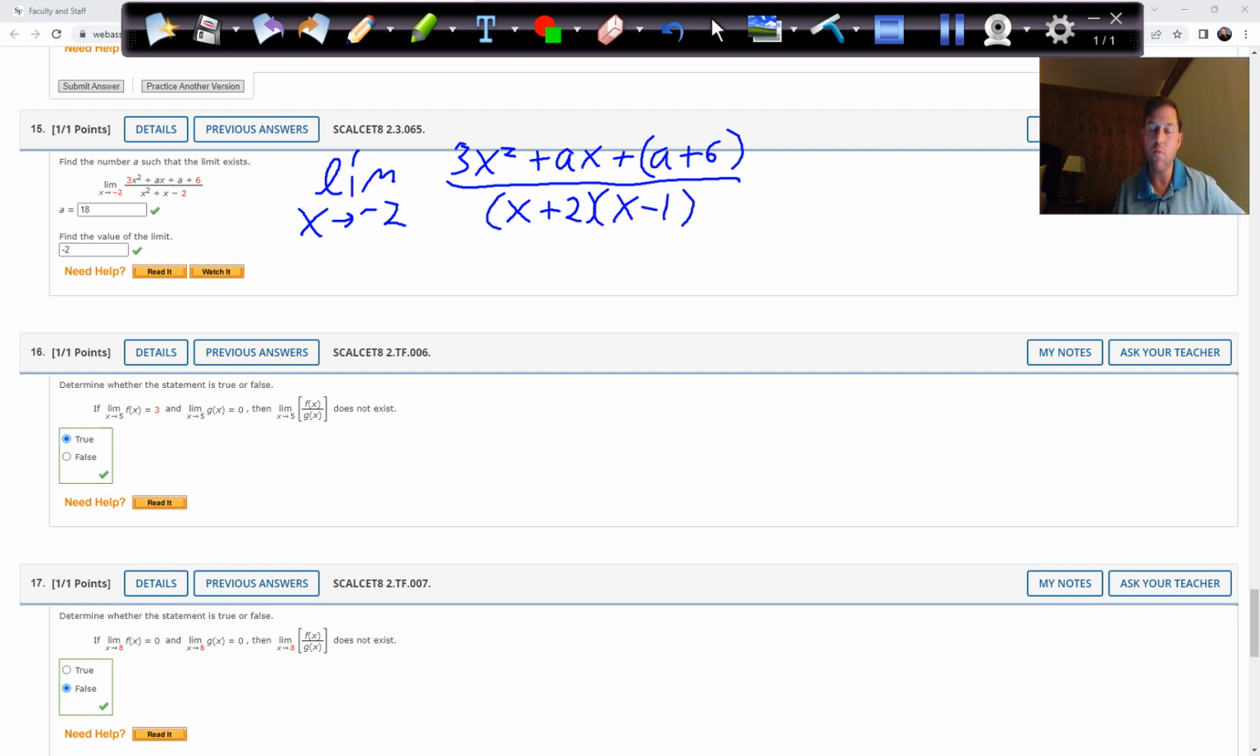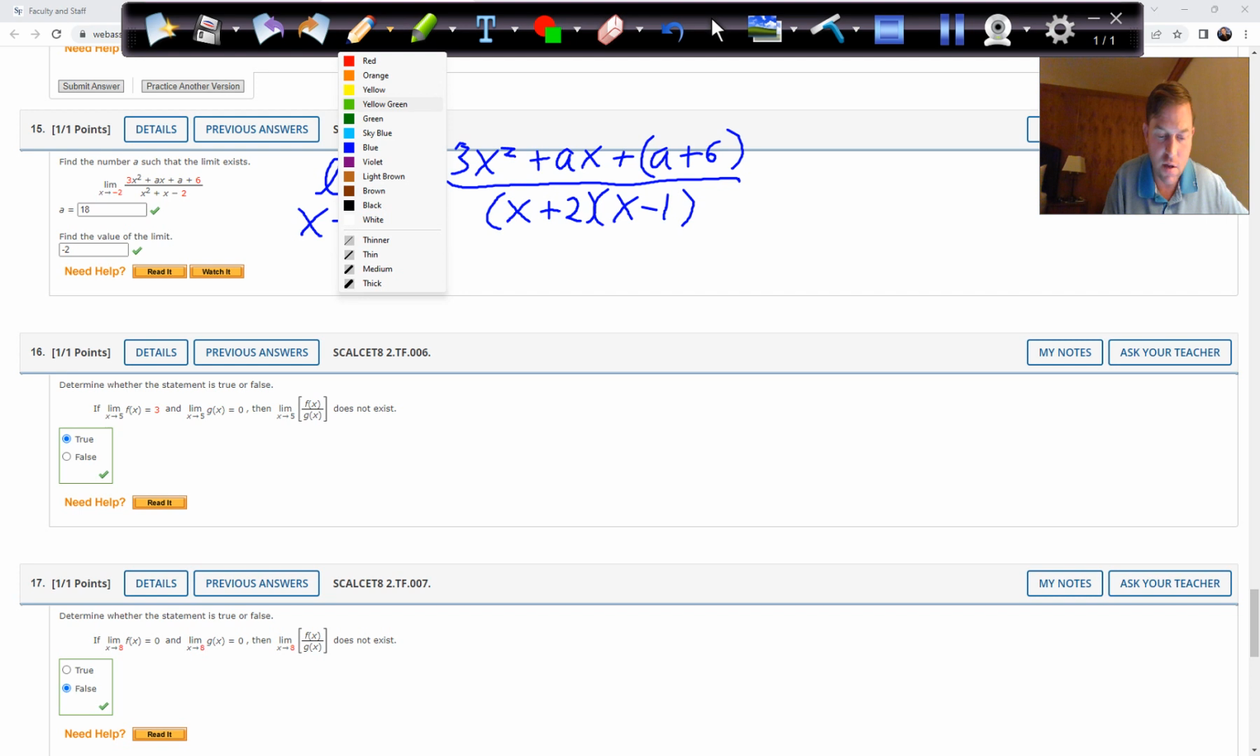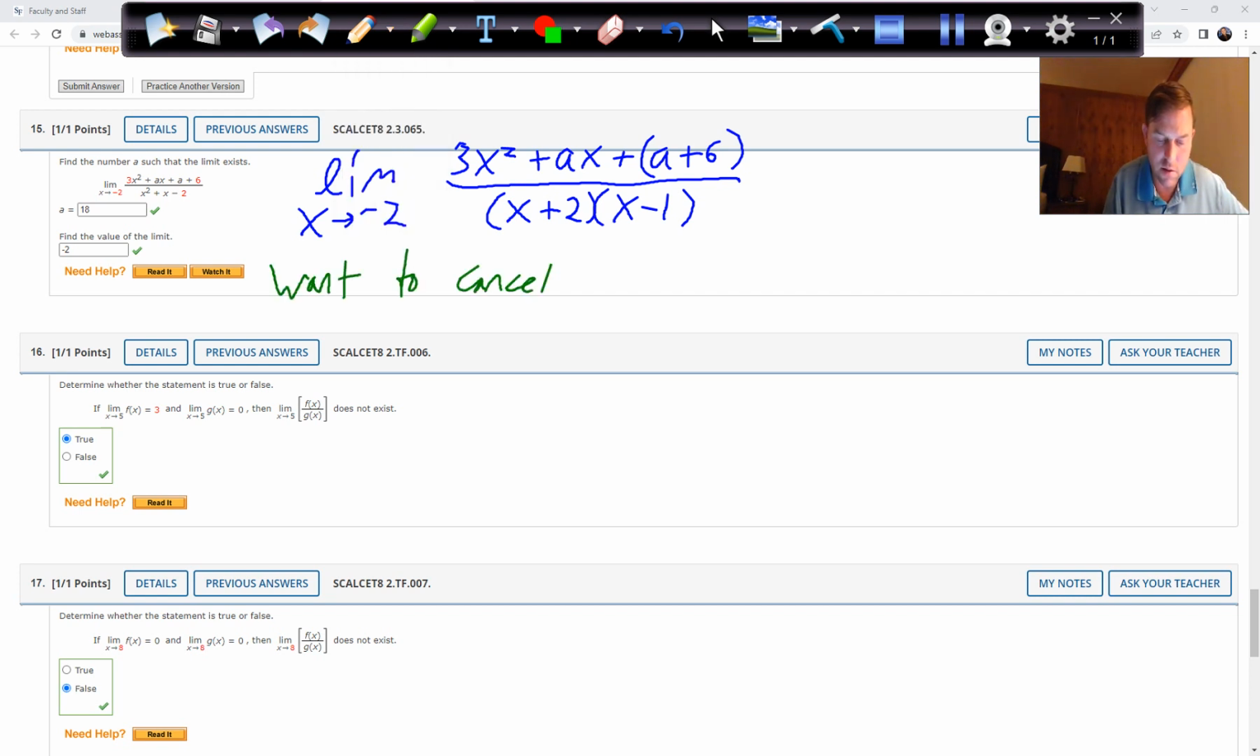So in essence, what we want is to create a polynomial on top that I can divide by x plus 2, or it factors into some bubble that has x plus 2 and then something else, so that this x plus 2 cancels. We want to cancel x plus 2. The only way I can do that is if I have a polynomial on top that includes the bubble x plus 2. So here's how you do it.